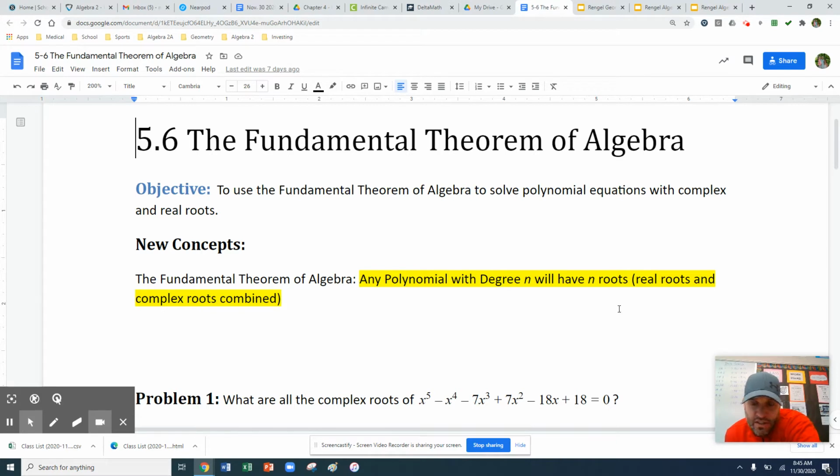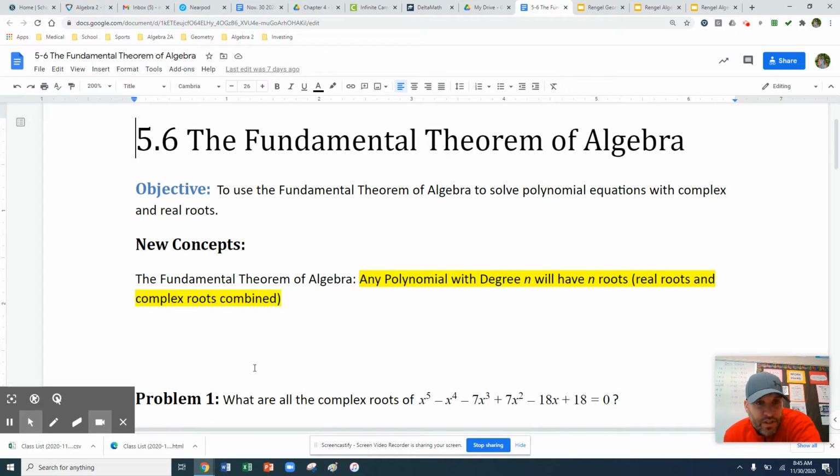Some things to consider are what we talked about in section 5.5, which is the conjugate root theorem, where our complex roots are going to come in conjugate pairs. So as we start investigating this, depending on whether our polynomial is an even degree or odd degree, we can start to determine how many of those complex root pairs we have and then how many of those real root pairs we have.